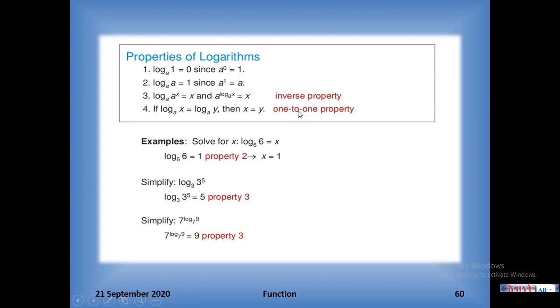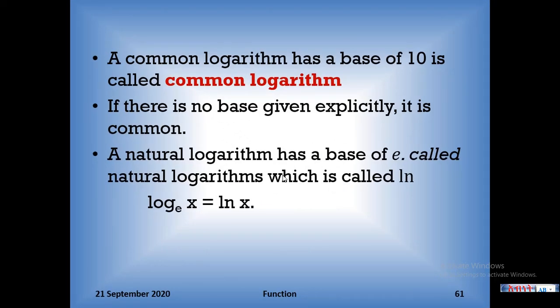Inverse properties, this is the one-to-one property. For example, let us solve this. What is it? The logarithm of 6 in base 6 is equal to x, so it will be 1. This is very easy, and I think you have seen it in a lower grade. It is a matter of remembering.